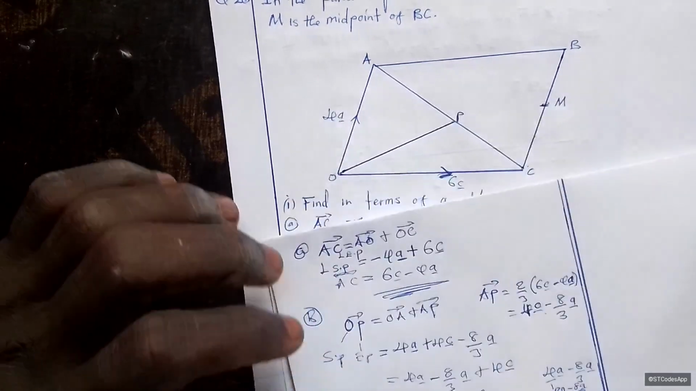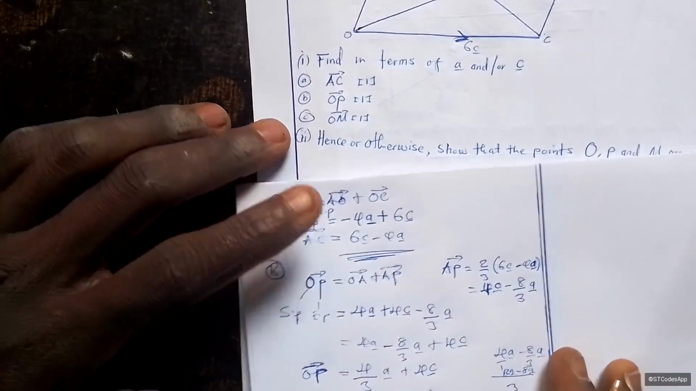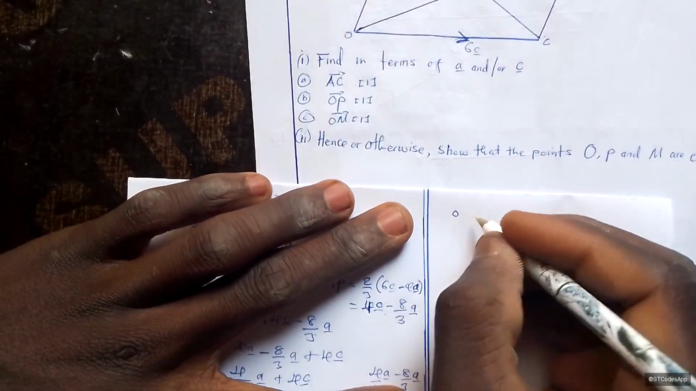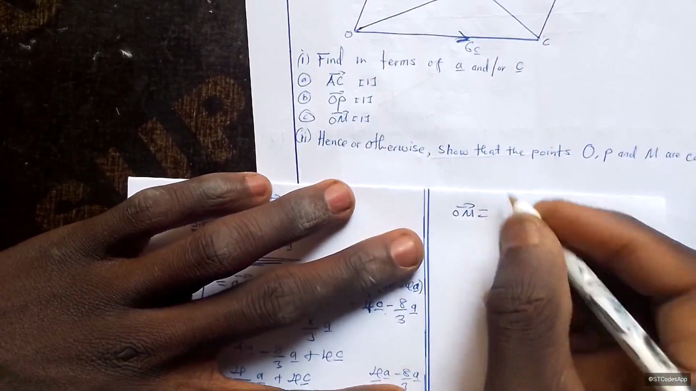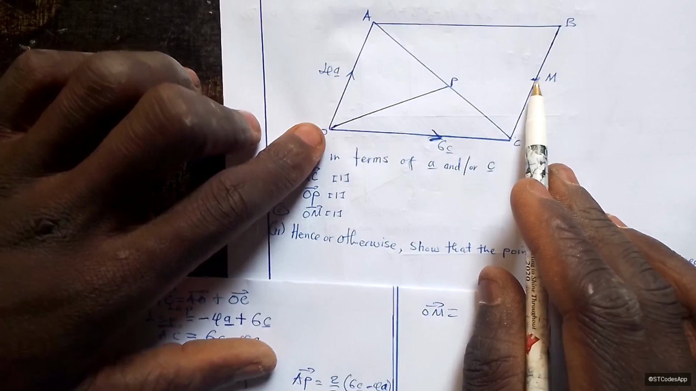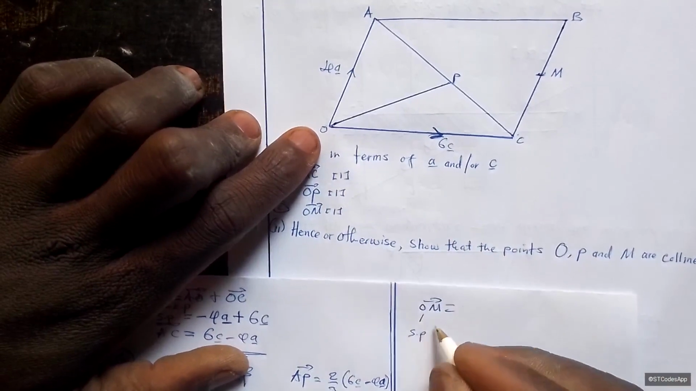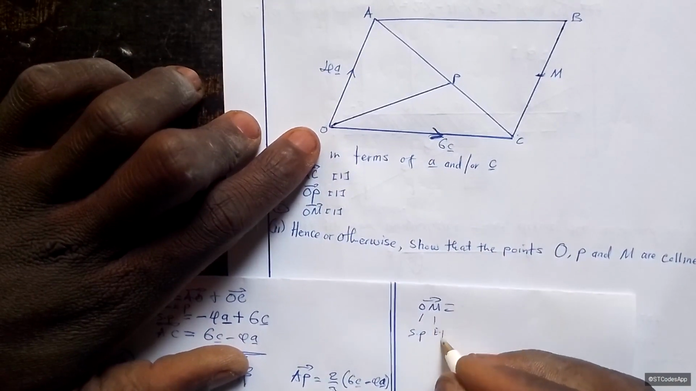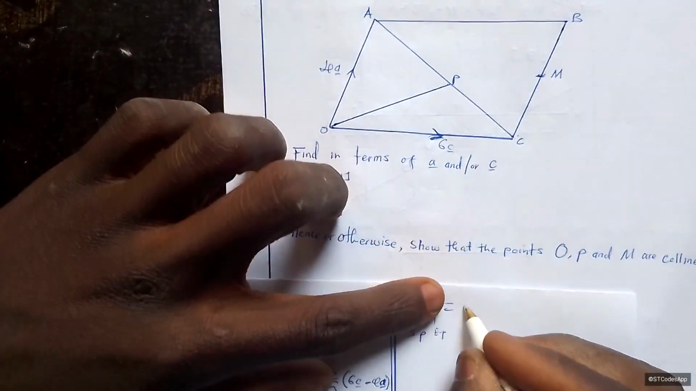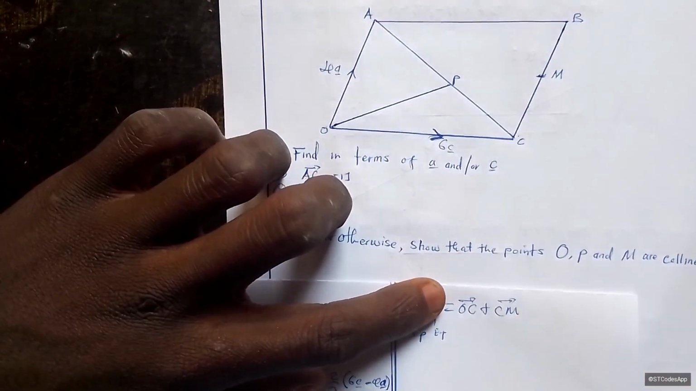Okay, let's move on to the next one. The next one is saying we need to find OM. So for us to reach point M, we are coming from O, then we are going to end at point M. O is our starting point, then M is our ending point. So when we move from O, we are going to go to point C. So OC vector plus CM, like this.